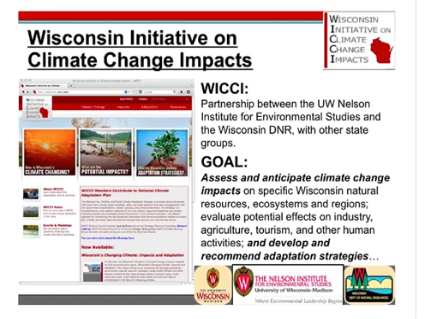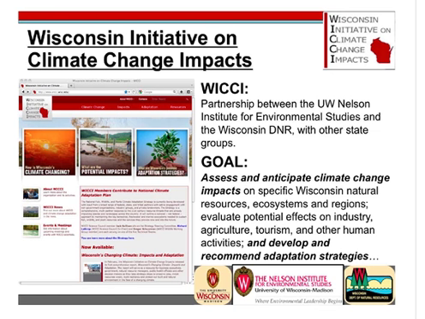By happenstance, a couple of years later, a number of scientists got together with the Wisconsin Department of Natural Resources and the University of Wisconsin, as well as a number of other groups, and started asking this question: how do we assess what climate change means for us at a local level, and how do we develop adaptation strategies? And we put together the Wisconsin Initiative on Climate Change Impacts in 2007. The goal of WICCI is to assess and anticipate climate change impacts and to develop and recommend adaptation strategies.